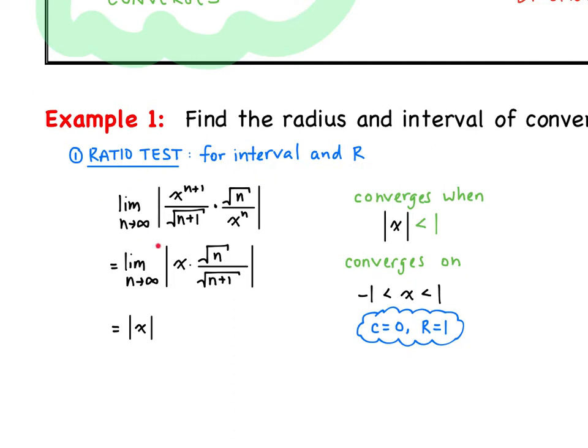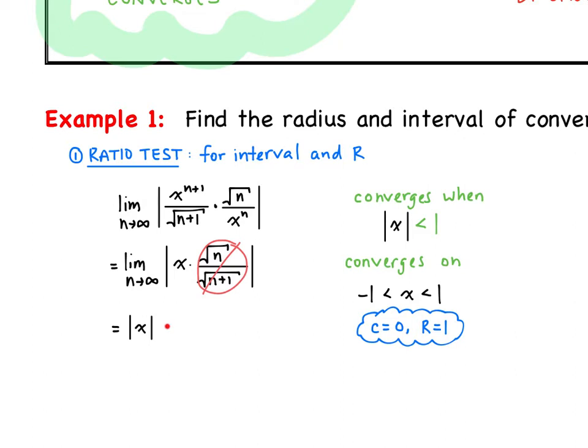So we set up our ratio test. The limit as n goes to infinity of the absolute value of x to the n plus 1 over the square root of n plus 1, times the square root of n over x to the n. Cleaning things up, x to the n plus 1 over x to the n is just x, and then we can keep those guys over one another. As n goes to infinity, these guys just go to 1, okay? So they essentially go away, and we are just left with the absolute value of x.